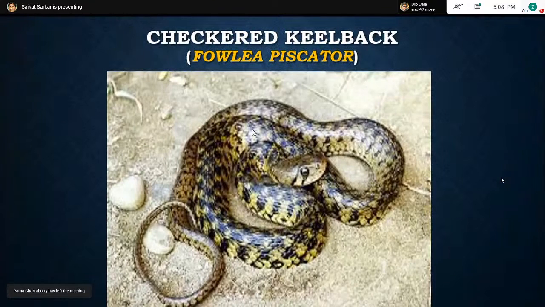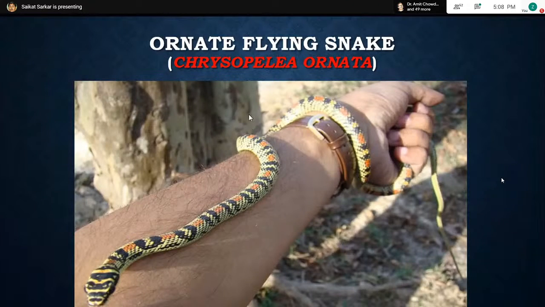Checkered keelback, a pretty well-known snake. Checkered keelback, a colubrid. Ornate flying snake.